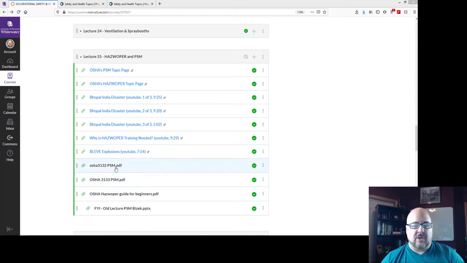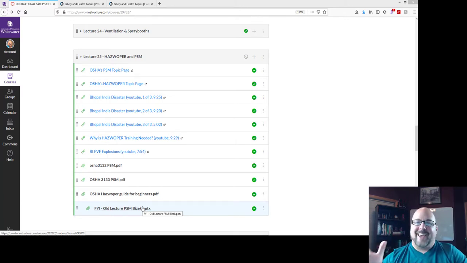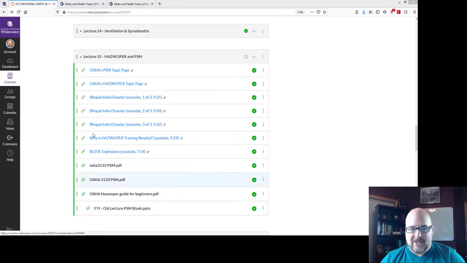Then I'm going to quickly show you the contents of these 3 PDFs. 2 are PSM, 1 is Hazwoper. It's actually from, I think, Oregon OSHA. I think they created this one. It's pretty good. That's why I added it. And then I've got an old PowerPoint that Richard Bezick always covered. I'm not even going to attempt to. He's a really, really smart guy in this area. You can take a look at it if you want to, but you don't need to.